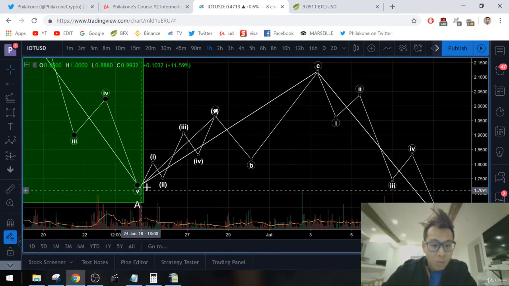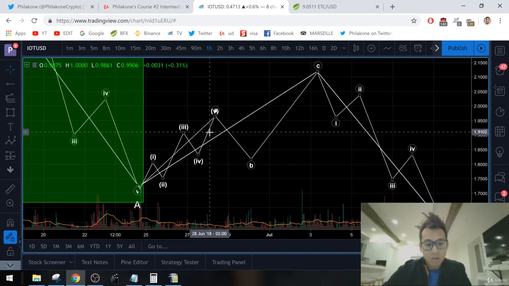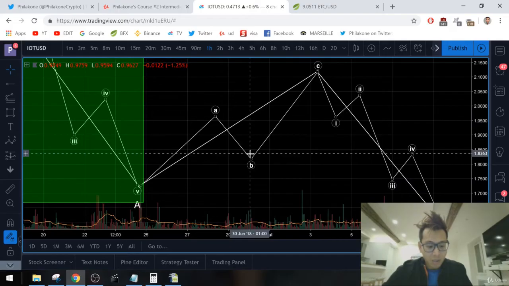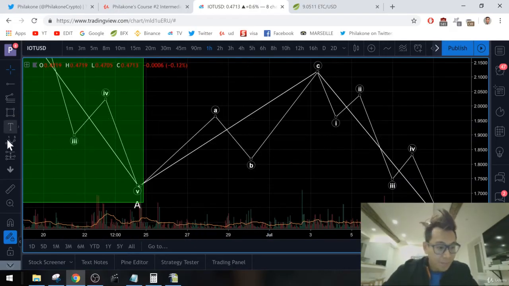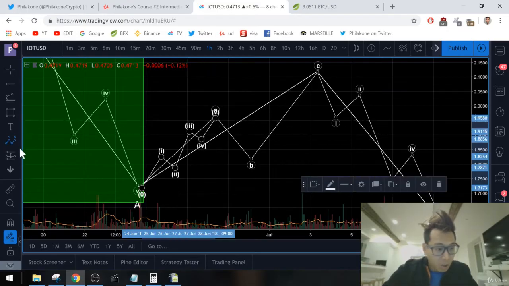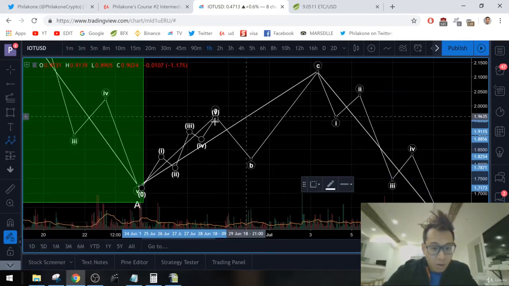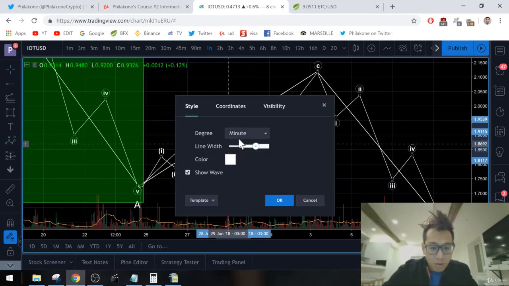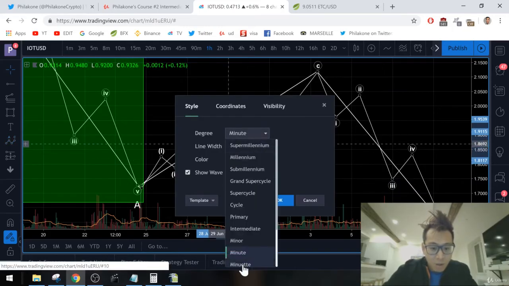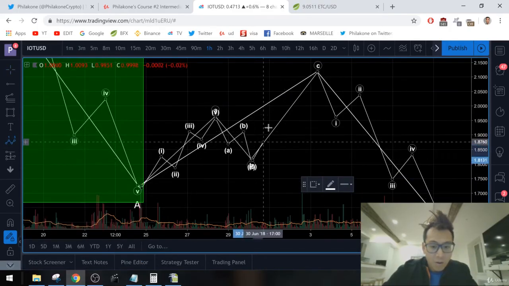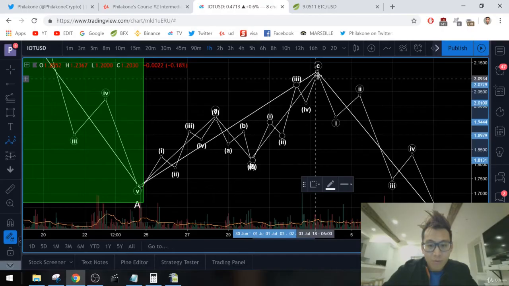Well, how many waves does the B originally have, guys? B has 3, right? Okay, so if B has 3, then what we're going to say is that the B in here, the small one, is also going to have 3 as well, right? It's going to have 3 as well. Let's get this to the right time frame as well. And then this one will also have 5, okay? 1, 2, 3, 4, 5.